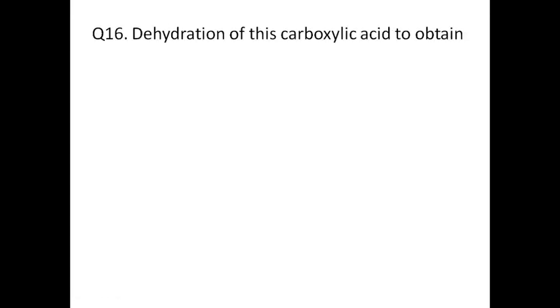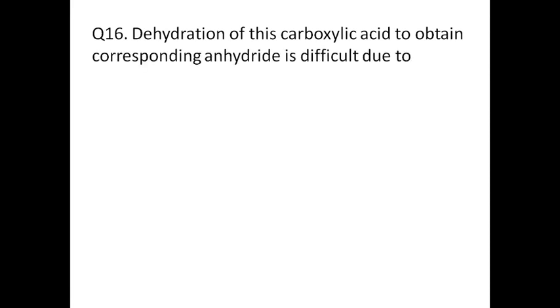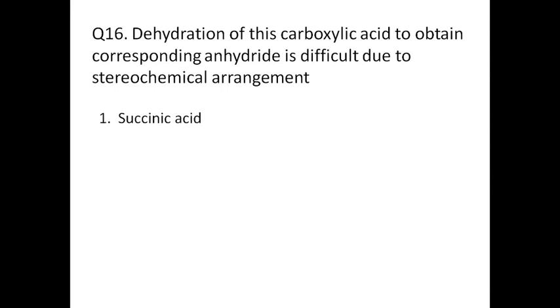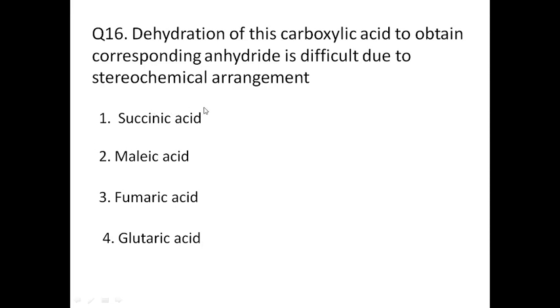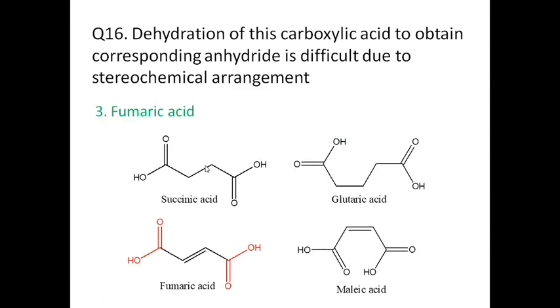16. Dehydration of this carboxylic acid to obtain the corresponding anhydride is difficult due to stereochemical arrangement. It is succinic acid, malic acid, fumaric acid, or glutaric acid. And these all are diacids. They all contain two carboxyl functional groups. You can see here they all contain two carboxyl functional groups. The right answer is fumaric acid.